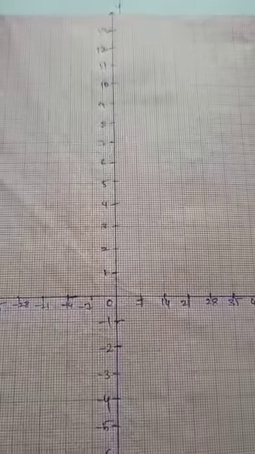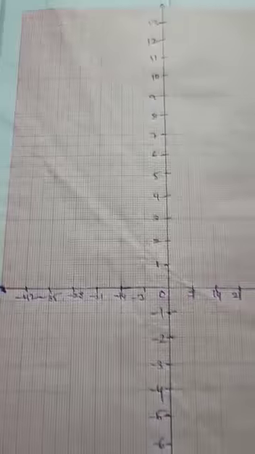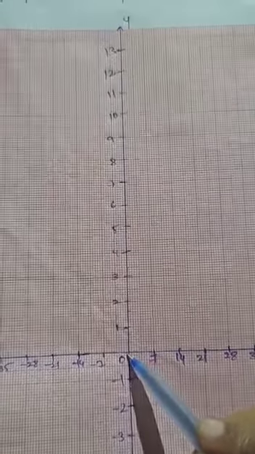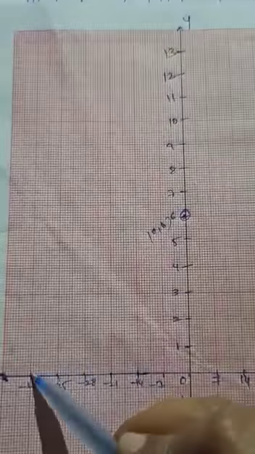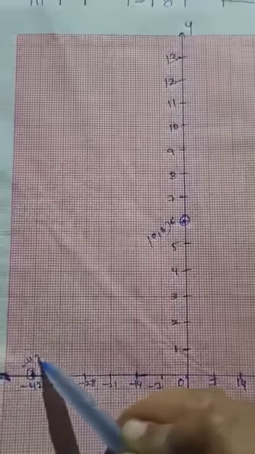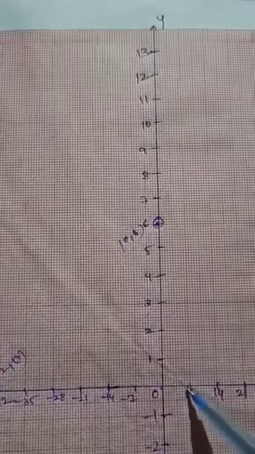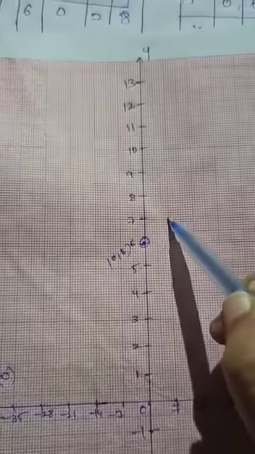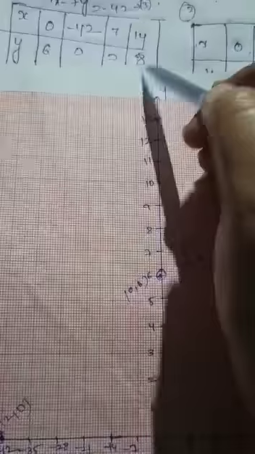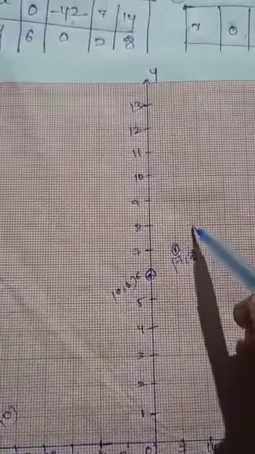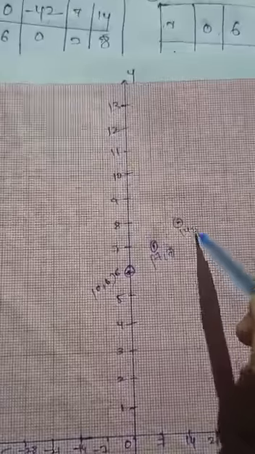So let's plot the graph. First point, x is 0, y is 6. This point is (0, 6). Next, (minus 42, 0). Next point, (7, 7): x is 7, y is 7. Next, (14, 8). This point is (14, 8).